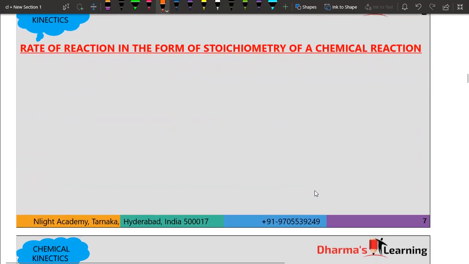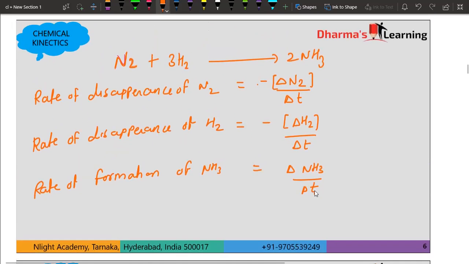Now we will write the rate of reaction in the form of stoichiometry of any chemical reaction. Generally, we have seen many examples where we have a stoichiometry. Just now we discussed one example where 1 mole of nitrogen combines with 3 moles of hydrogen, and it is going to form 2 moles of ammonia. So here we have 1, 3, and 2. These numbers are nothing but the stoichiometric coefficients of a chemical reaction.